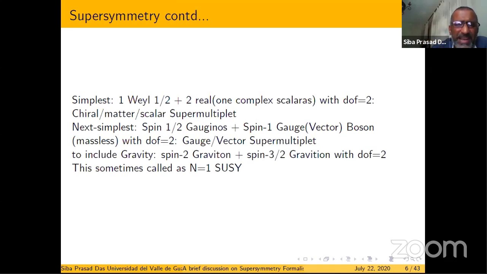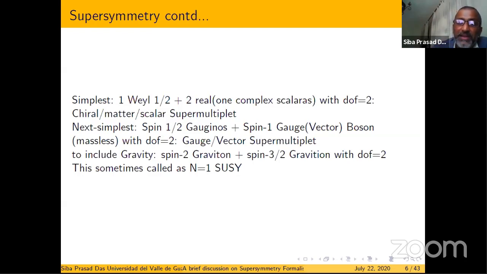So what is the next simplest supermultiplet? It is the spin half gauginos and spin 1 gauge vectors. The gauge vector is basically spin 1. For example, in the standard model, U1, SU2, SU3: the photon, W boson, gluon. They are basically the spin 1 gauge bosons. And the Higgs is a scalar. So keep in mind that whenever I consider the Higgs, the Higgs should be in the chiral multiplet. If I talk about the photon, W plus minus, Z boson, or the gluon, they should be in the next supermultiplet, which is called the gauge or vector supermultiplet.